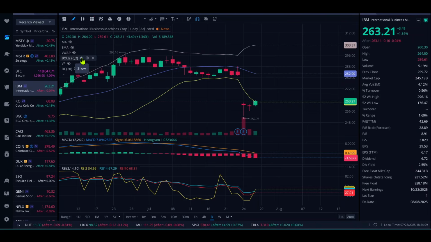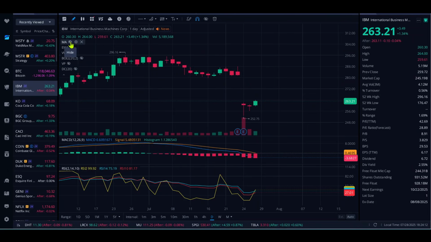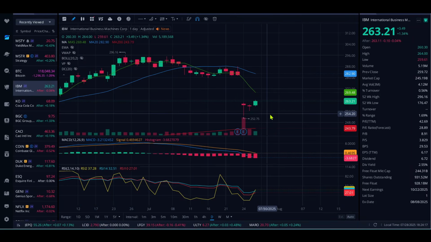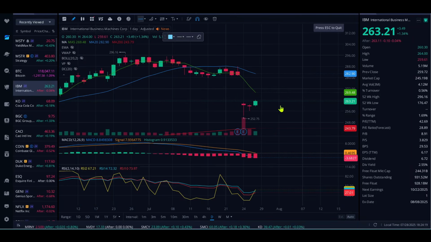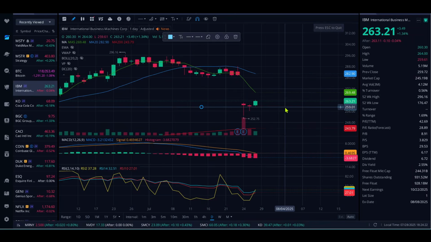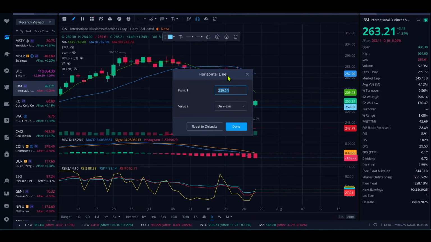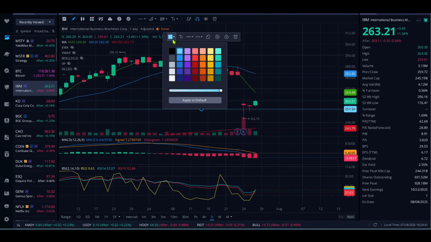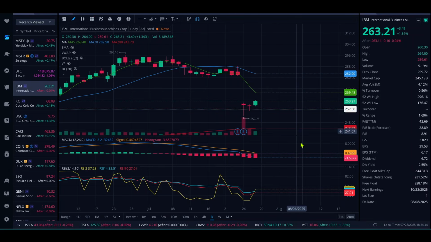So we'll turn off my Bollinger Band here, and I'm going to turn on my moving average. And there you go, right here. So I purchased my shares, and I can draw a line right here. And we'll enter in my buy point of $257.50. And we'll change the style here to a dotted line, and I'll just make it white, as that's my buy-in point.